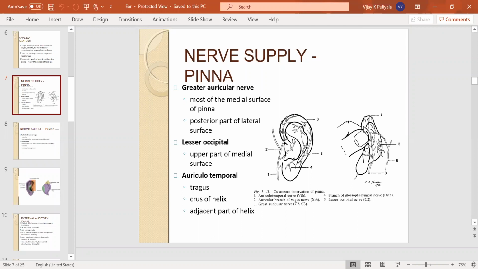So this cranial surface is supplied by the posterior auricular branch of the external carotid artery, and along with that, the posterior part of the lateral surface of the auricle. And the anterior auricular branches are branches coming from the superficial temporal artery. Both come from the external carotid artery only.